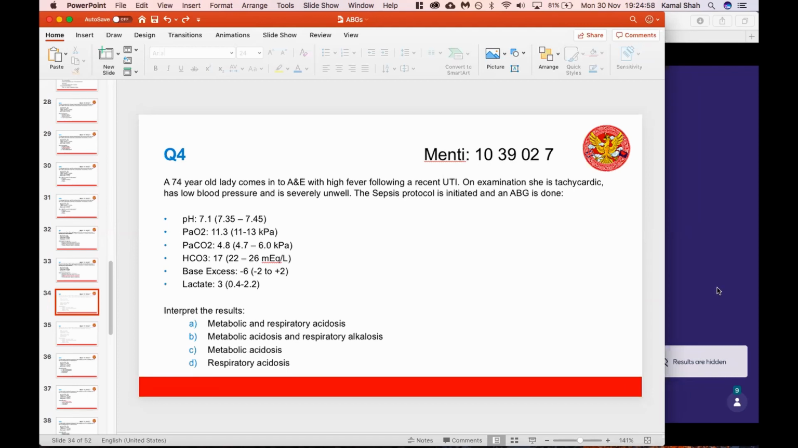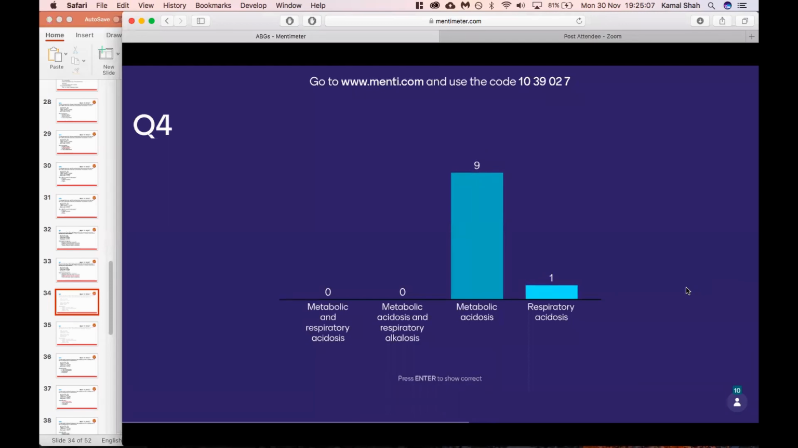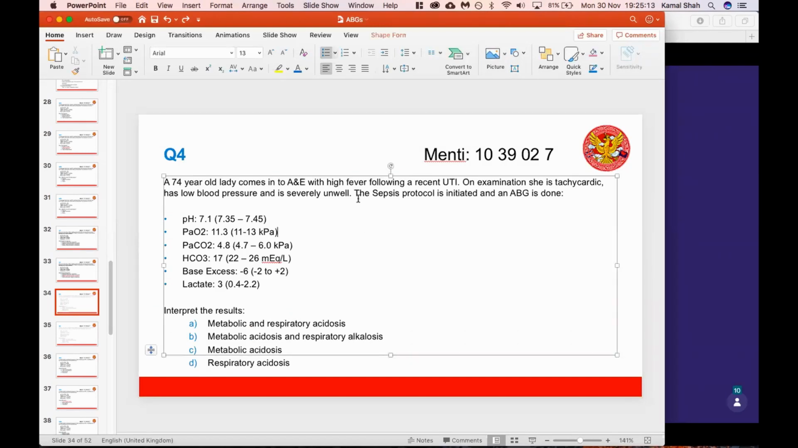Okay, so we've got 9, just waiting for the last person. Amazing. All right, so we've got metabolic acidosis. Most of the people have said that, and someone says respiratory acidosis. Good. I'm a bit short on time, so I'm going to go through this a bit quicker. Our lactate is elevated. So remember what I said about lactate and hypoperfusion and lactic acidosis. Base excess is negative, so we know we've got metabolic acidosis. And our carbon dioxide can't be contributing to this. Okay. So those were the quicker ways of trying to get to the diagnosis.